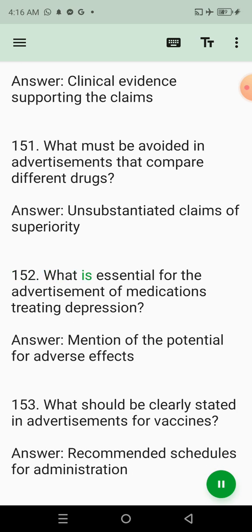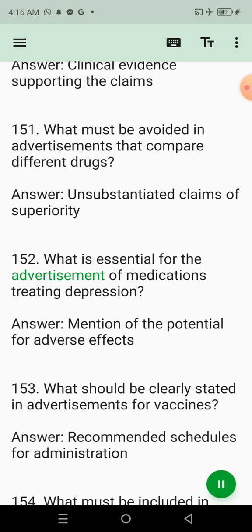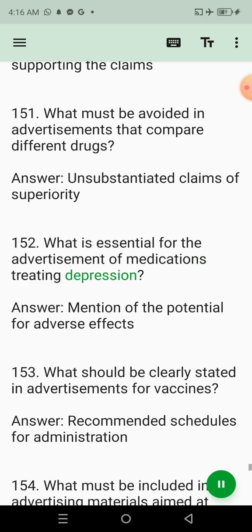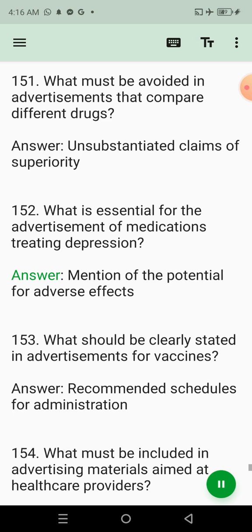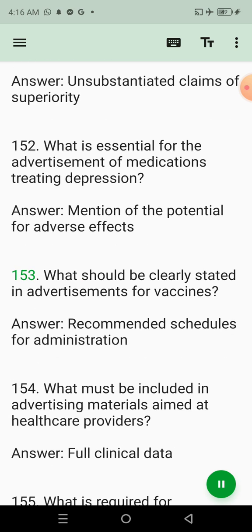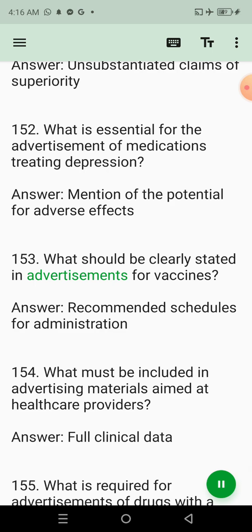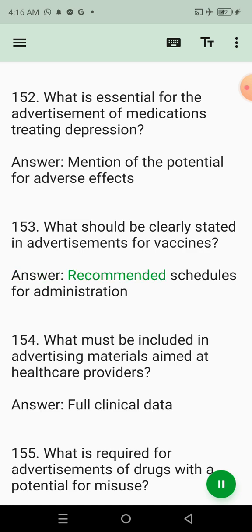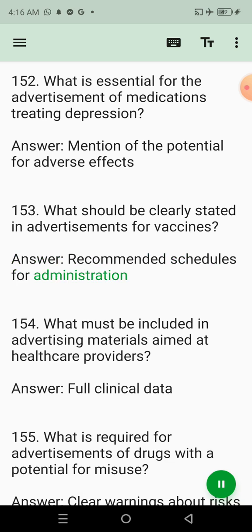152. What is essential for the advertisement of medications treating depression? Answer: mention of the potential for adverse effects. 153. What should be clearly stated in advertisements for vaccines? Answer: recommended schedules for administration.